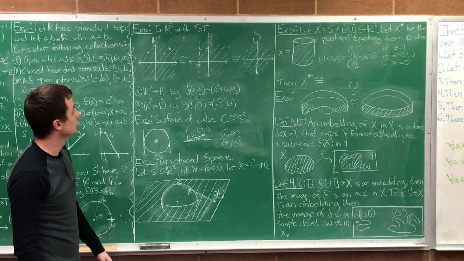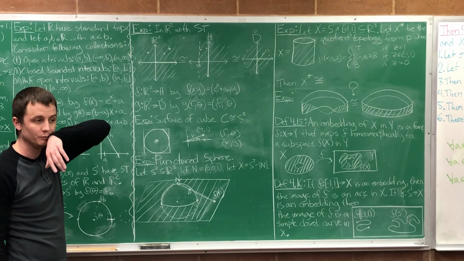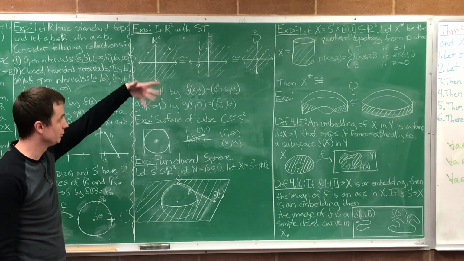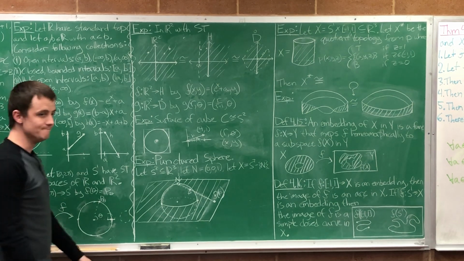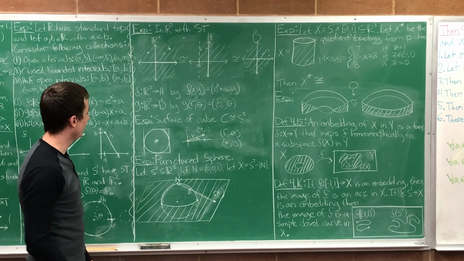All right, so there we go. We saw those three things are homeomorphic to each other. They're all topologically equivalent when you give them the standard topology that they inherit from R2. Good? All right, let's do another example.